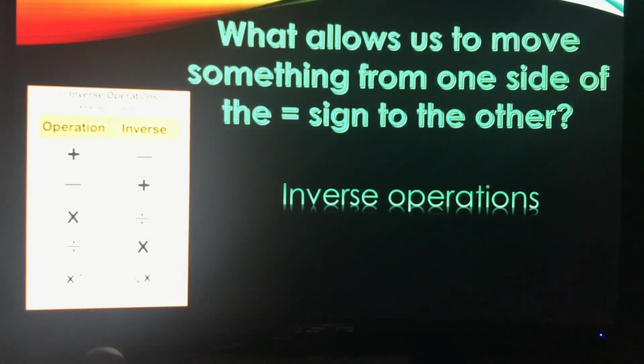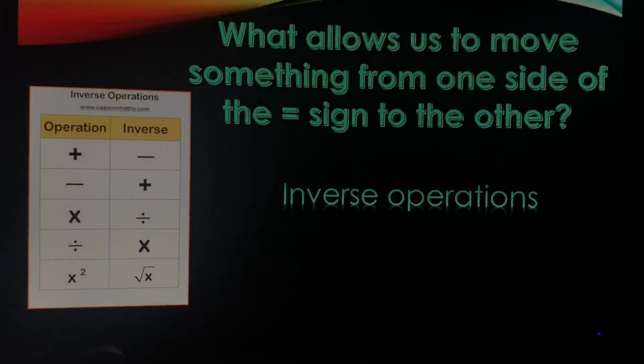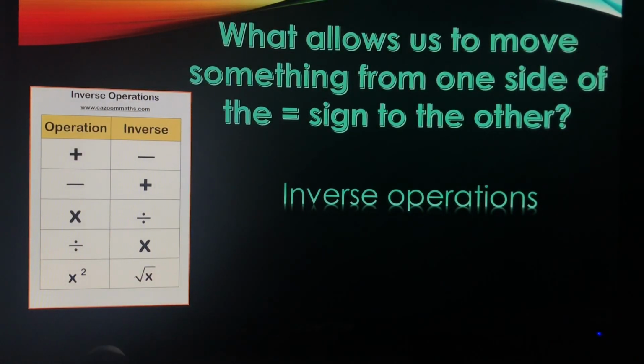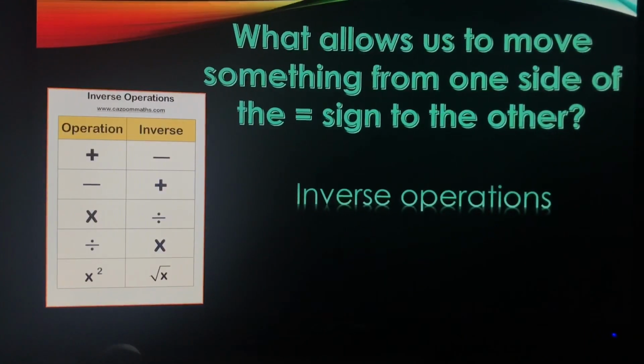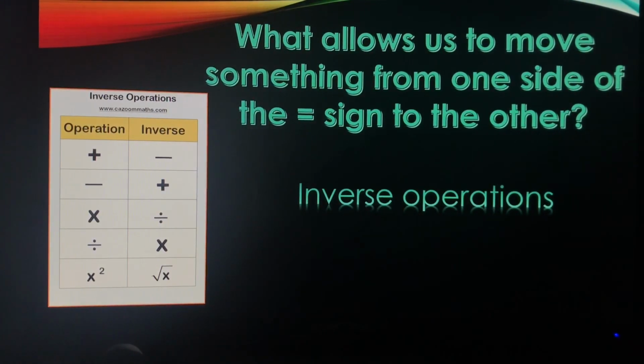Well, what allows me to do this? What allows me to do this is inverse operations. I'm allowed to manipulate my equation and swap things from one side to the other by using the inverse. But we always have to keep our equation balanced. It's kind of like that balance scale in science. If you do something to one side, you have to do it to the other so it stays equal. So the inverse operation of addition is subtraction, while the inverse of subtraction is addition.